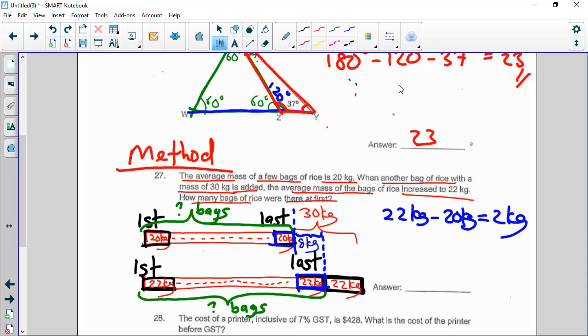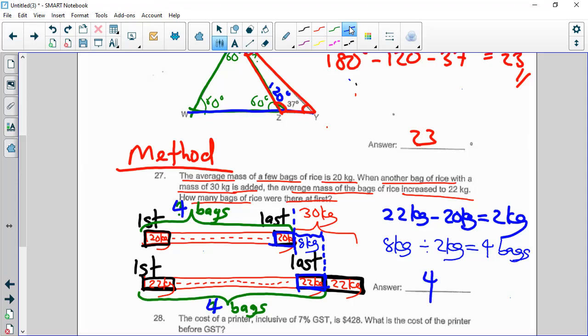So this 8 kilogram, what do you do? You're going to give to some bags so that every bag has 2 kilogram more. So how many bags will that be? That'll be 4 bags already. So you must have given to 4 bags. So how many bags were there at first? So the answer is 4. Okay, so there were 4 bags at first.